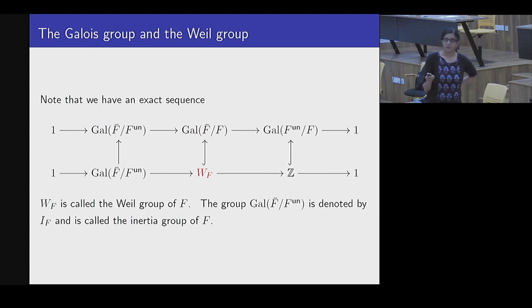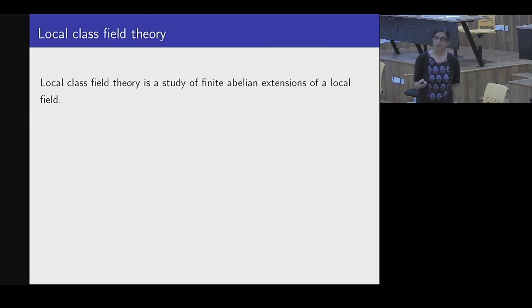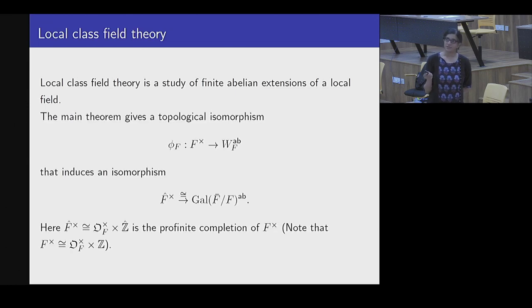So you've gone mod the maximal unramified extension of F. So the rest of it, any finite extension of F is totally ramified, and this is called the inertia group of F. Now, the main theorem of local class field theory is basically a study of finite abelian extensions of a local field. So this theorem gives a topological isomorphism between F cross and the abelianization of the Weil group, and this induces an isomorphism when you pass to the profinite completions between the profinite completion of F cross and the abelianization of the absolute Galois group.